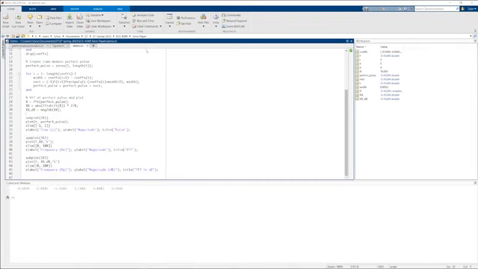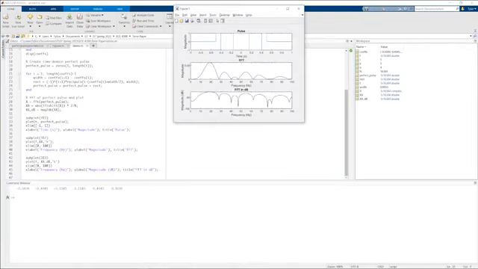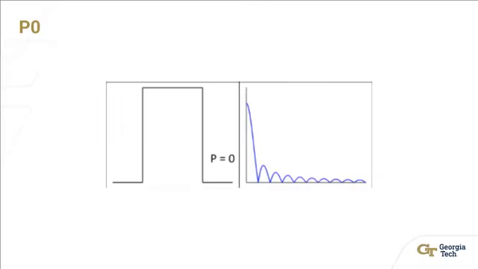So if I run this, you can see the 6 coefficients generated for the P4 perfect pulse. You can see the time domain representation of the perfect pulse and its Fourier transform in both linear and dB scale. Here's a P0 perfect pulse. There are 0 internal transitions, which means the Fourier transform is going to be centered around the carrier frequency.